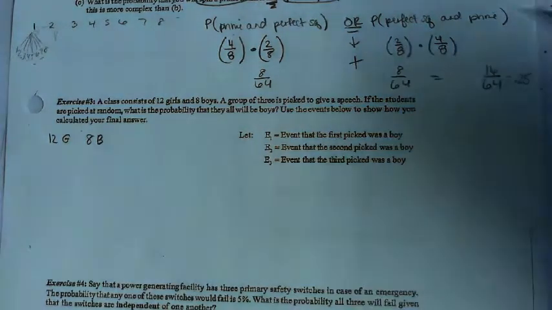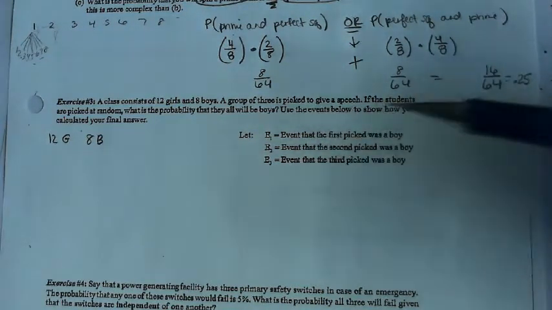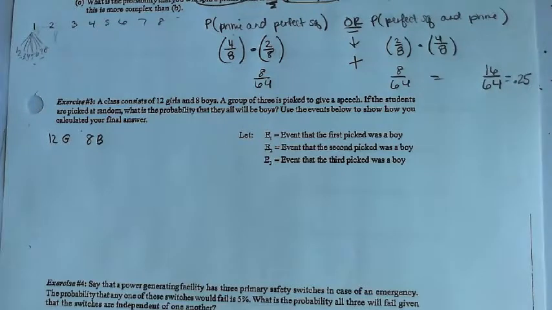So event 1 is the event that the first picked was a boy. Event 2 is the event that the second picked was a boy. Event 3 is that the third picked was a boy. I think we need to read into this and talk about first. Can the same boy do all 3? Can the same boy be picked all 3 times? Just based on the context of what's happening here.